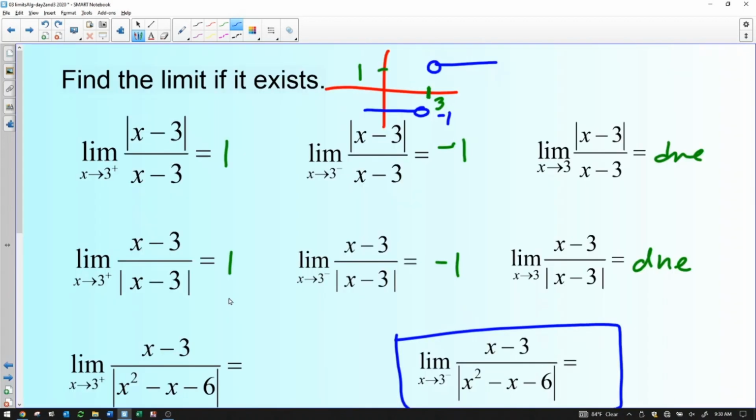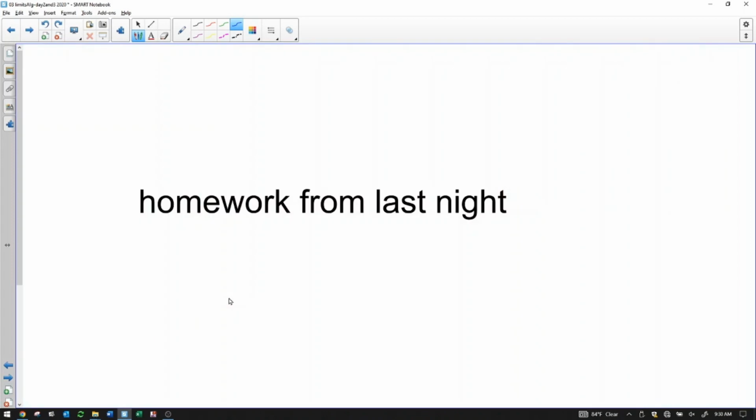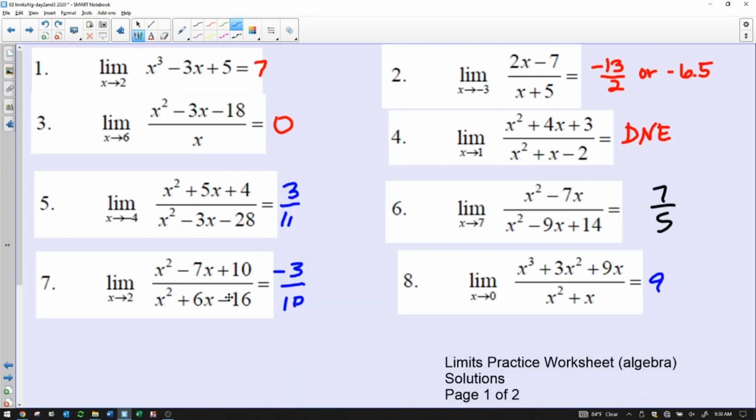All right. Let's look at your homework from last night. These are your answers. The front side. You're going to finish the back side tomorrow. This is the front side. What questions do you have? Easy? No questions. You sure?